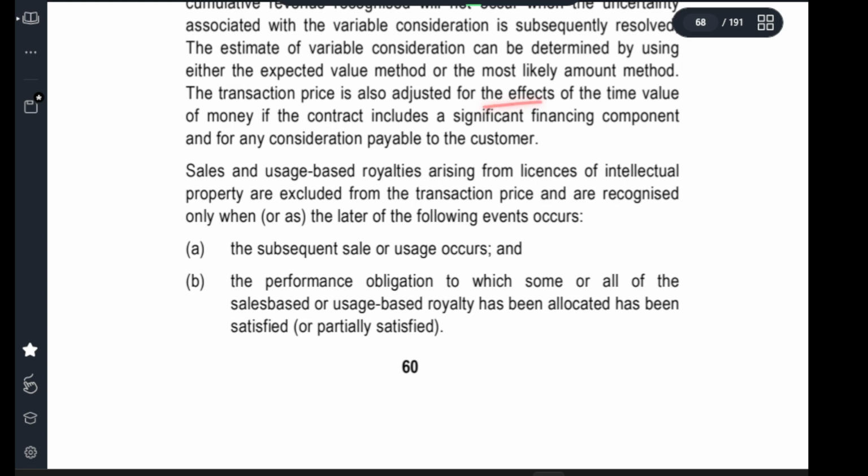The transaction price is also adjusted for the effect of time value of money if the contract includes a significant financing component, and for any other consideration payable to the customer. Sometimes they will consider time value of money. In a five-year construction, the price of goods may go up, the employee salary may go up. Then after that, maybe there is a revision in the contract. Then that is also to be considered.